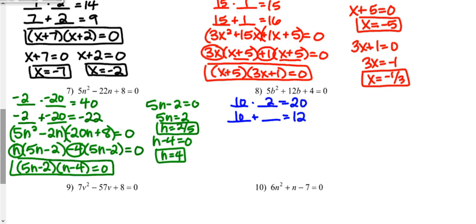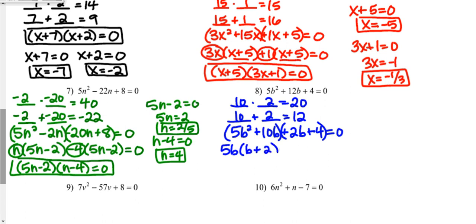Sometimes it takes me a minute to figure out the numbers too. So rewriting my quadratic, we can't use the shortcut. Bummer. So grouping. Now common factors. So the common factor in this first set is 5b, leaving me with b plus 2. Common factor in the second set is 2, leaving me with b plus 2. So the factors would be b plus 2 and 5b plus 2.